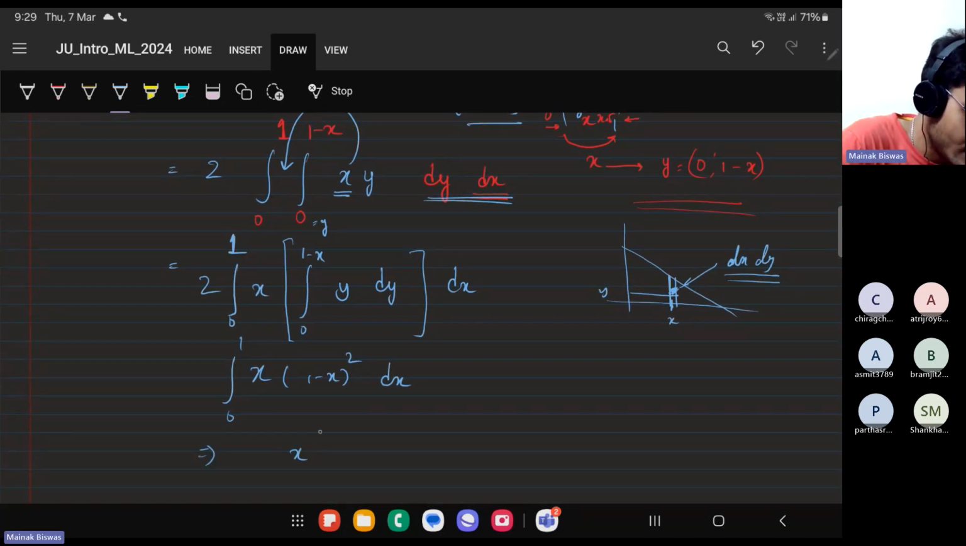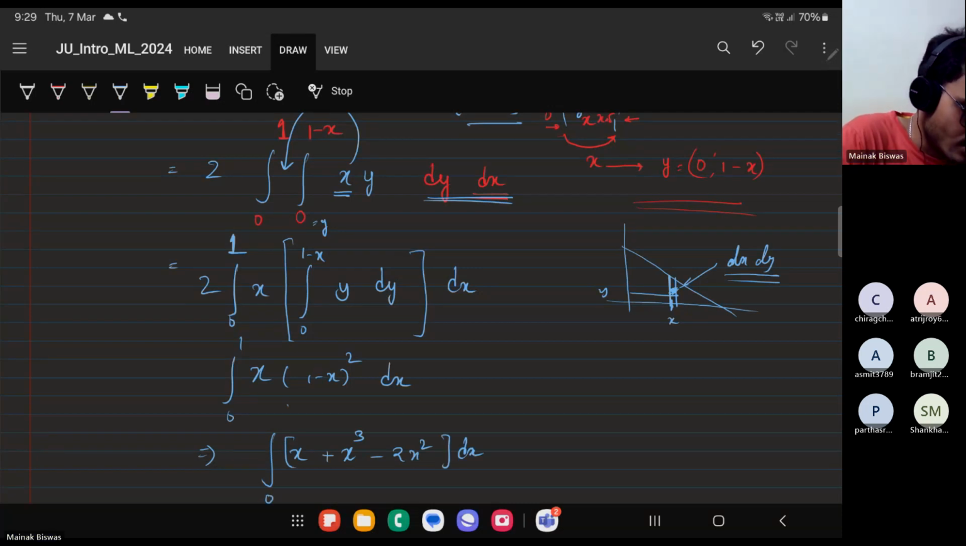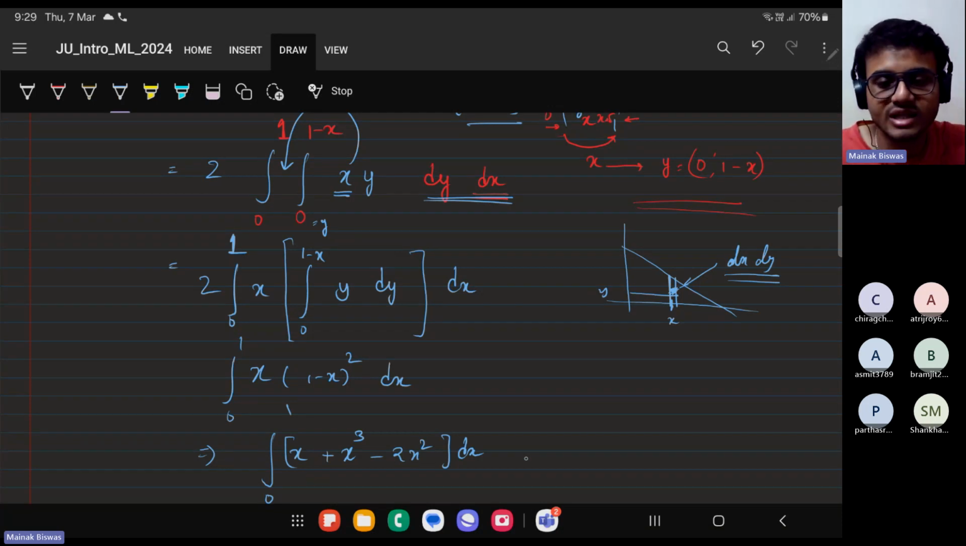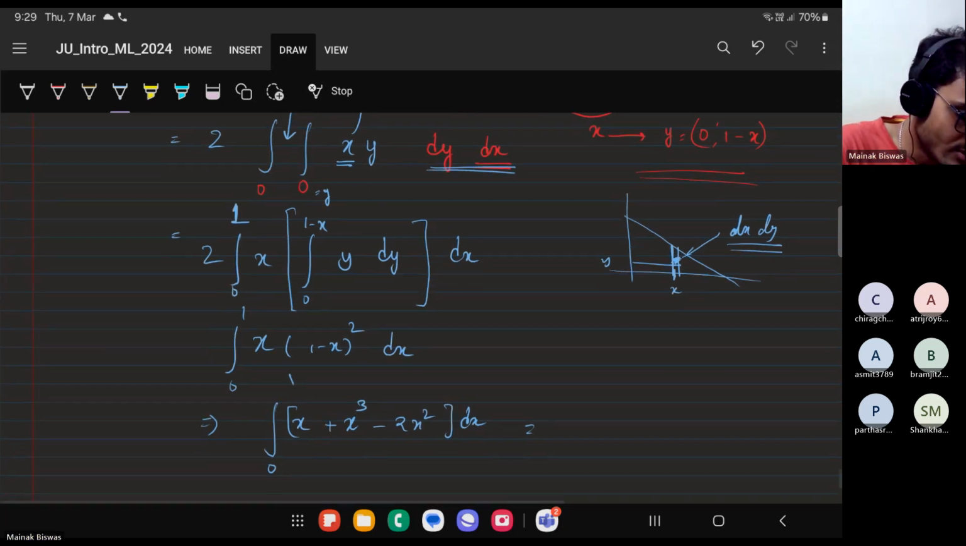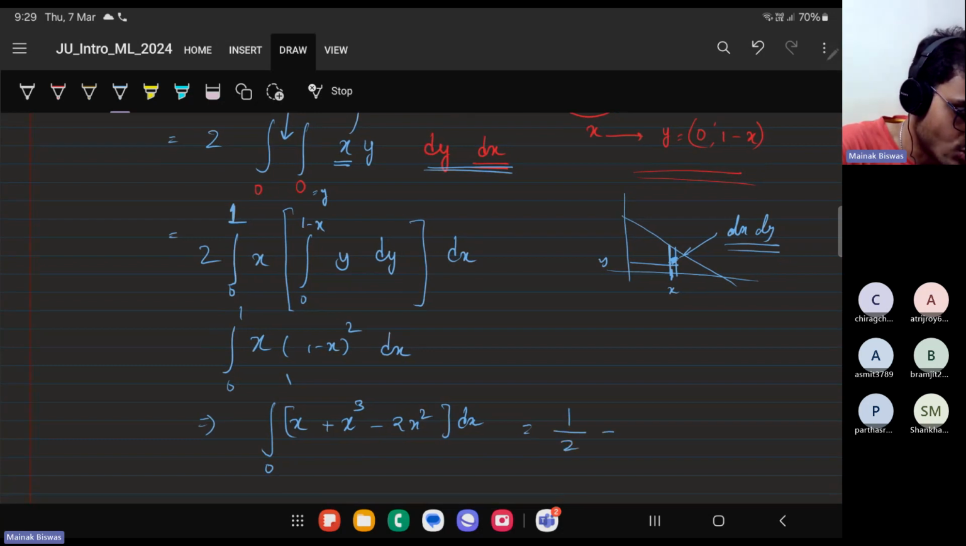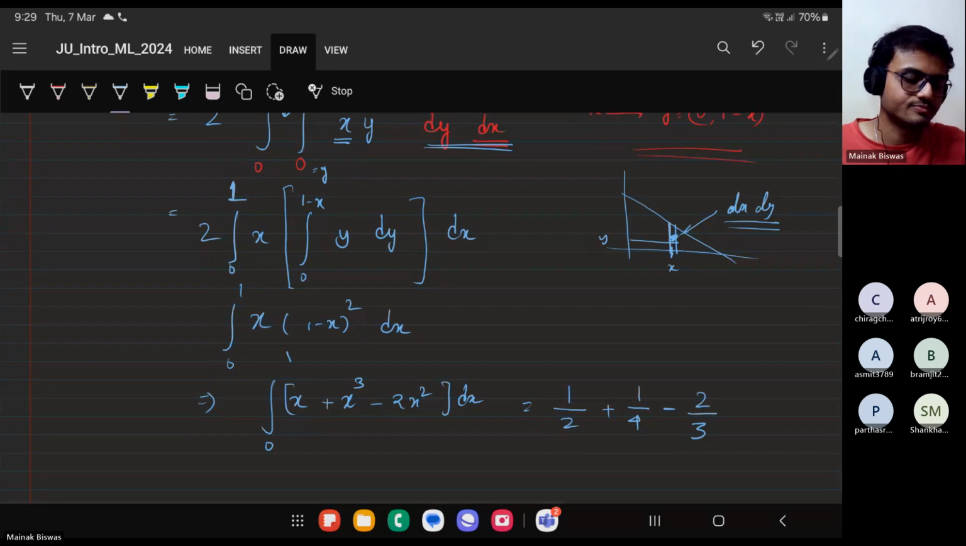This is essentially the integral of x plus x cube minus 2x square dx. Doing this calculation may seem very cumbersome, but this is what will set your neurons together. You will be able to understand how to do things. Otherwise, you can never understand. So half minus 1 by 4 plus 2 by 3. What am I writing? Plus 1 by 4 minus 2 by 3. Yes or no?